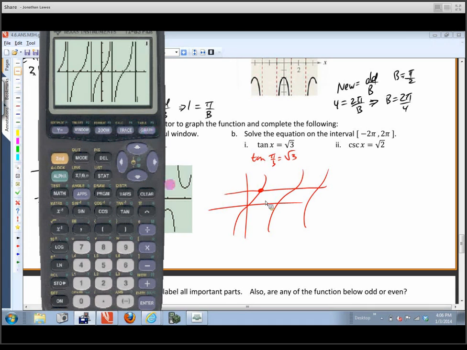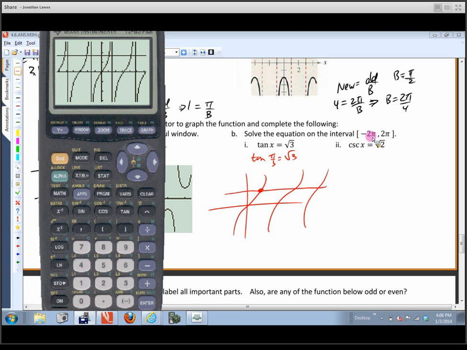There's the tangent graph, and there's our horizontal line, okay? So it hits here, which we've got depicted right here, but it also hits here, and it hits there, and so forth, okay? So there are actually 4 answers here. 1, 2, 3, 4. There are 4 times where it intersects that, from negative 2 pi to 2 pi. So let's think about how we can find this.